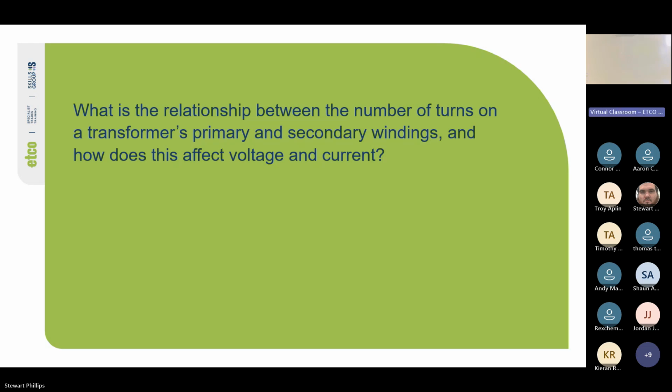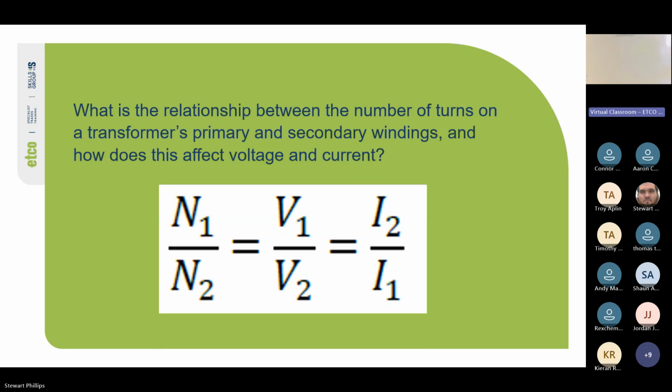Yeah, it all boils down to the relationship between the number of windings and the voltage level. And obviously, you guys have mentioned the inverse relationship with the current. It can all be expressed as this formula: the number of primary turns divided by the secondary turns is equal to the voltage in the primary divided by the voltage in the secondary, which is equal to the current in the secondary divided by the primary. So it shows that inverse relationship.